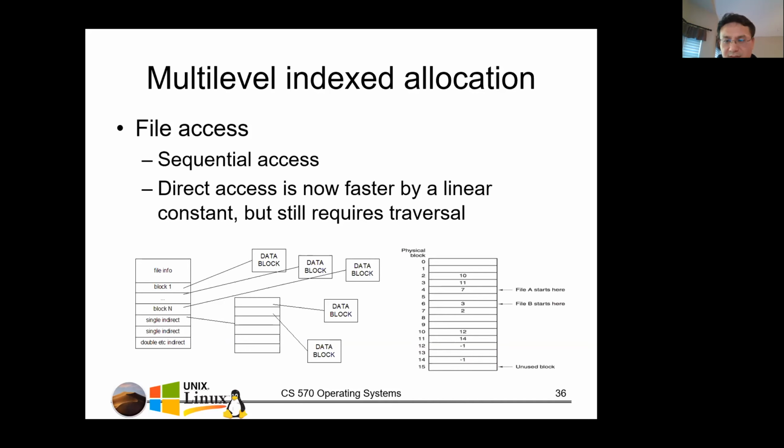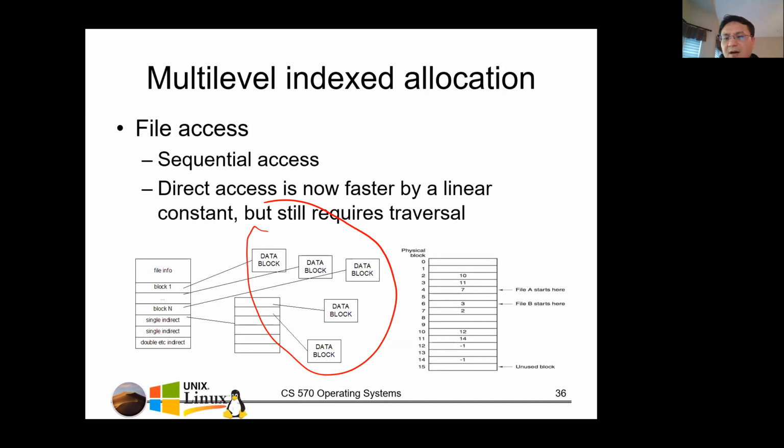So first is the sequential access. The sequential access would be like the linked list, right? The blocks here are not necessarily contiguous, so you may need to jump from one physical part of the storage to another, which could be very time consuming, especially for magnetic disks, right?